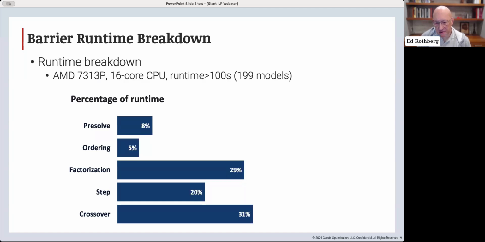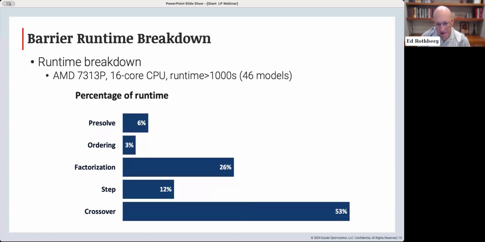So you may look at this and say, well, these are models that take more than 100 seconds. That's not that large. What would happen if you looked at harder models? And so here are results for models that take more than 1,000 seconds to solve. There are 46 models considered here. And what you see is that crossover becomes even more important for these harder models. Again, if you skip the crossover step, factorization dominates with the step computation second. So there's significant parallelism to be exploited here, but there are also some potential caveats, the crossover step.